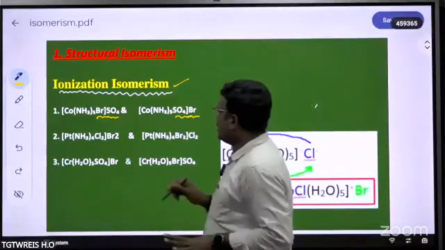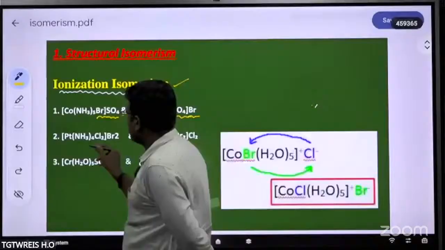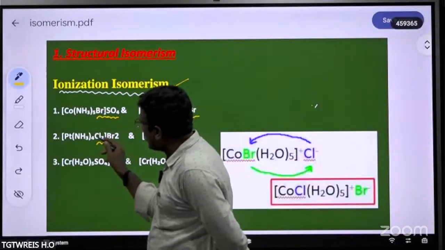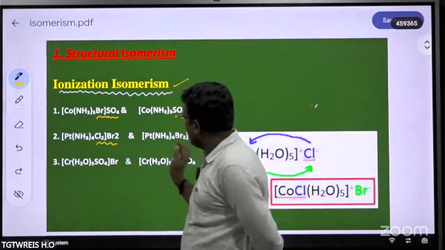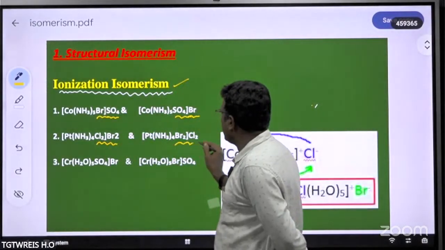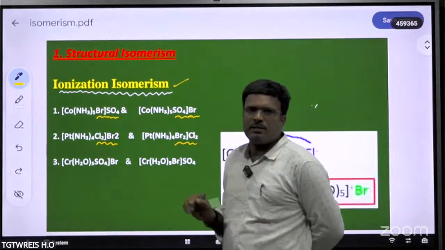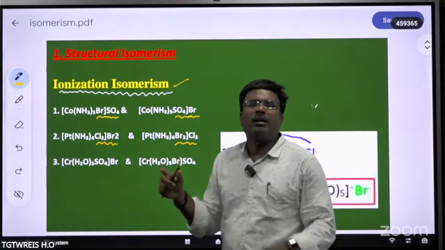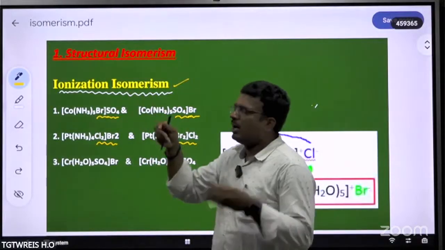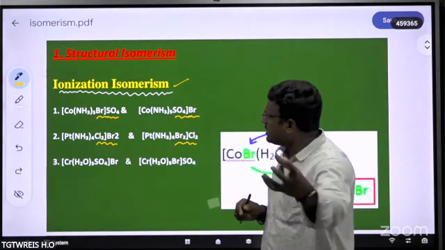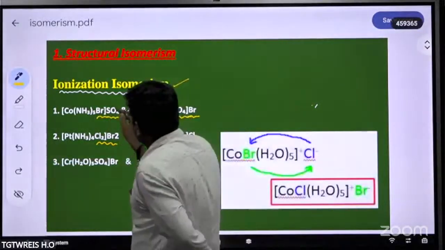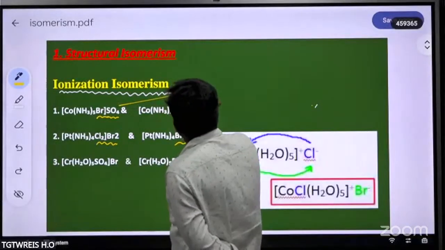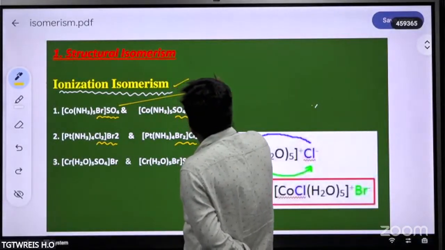So you have to check another one. Here Cl2 is there, Br2 is there. Cl2 inside the bracket, Br2 outside the bracket. In this case, Br2 is inside the bracket, Cl2 is outside. So bromine and chlorine, both are which type of isomers? These are ionization isomers.